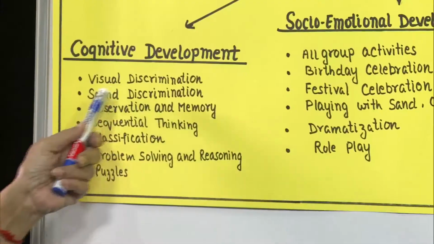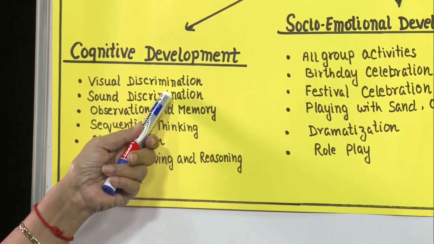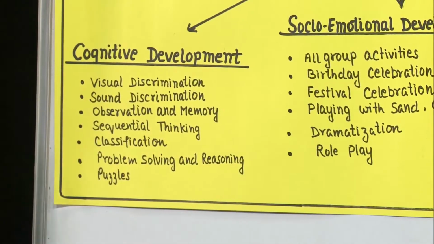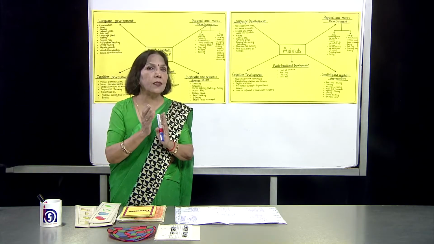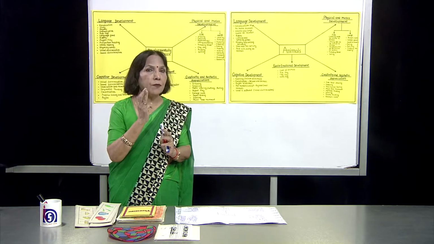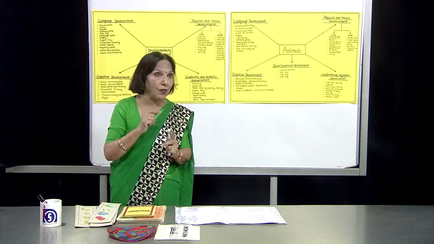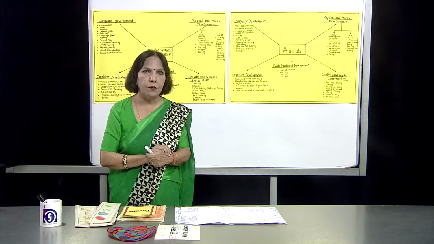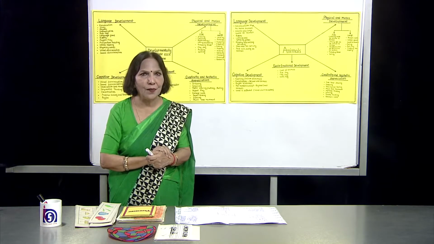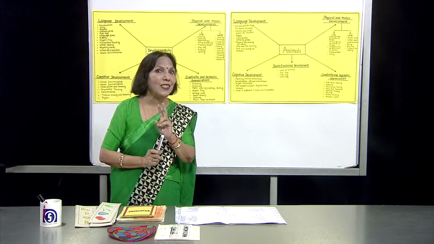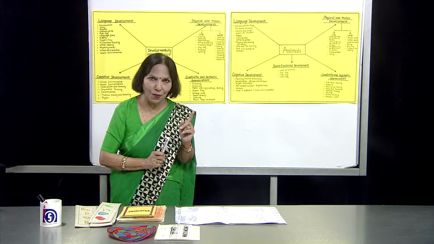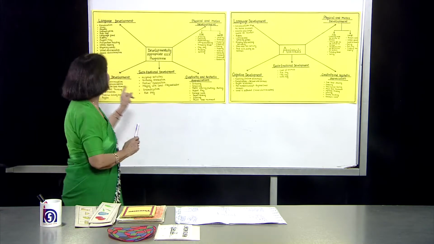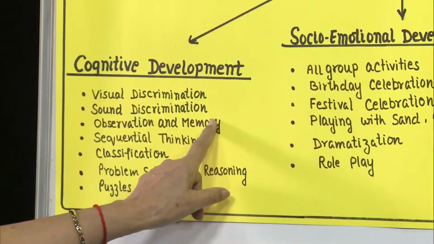Now sound discrimination skill. How will you give this activity? I am presenting here 3 sounds. You have to tell me the different sounds. Meow, woo, woo, meow. Now, 2 sounds are same and 1 sound is different. Which sound is different? Woo, woo. So, this is called sound discrimination skill.